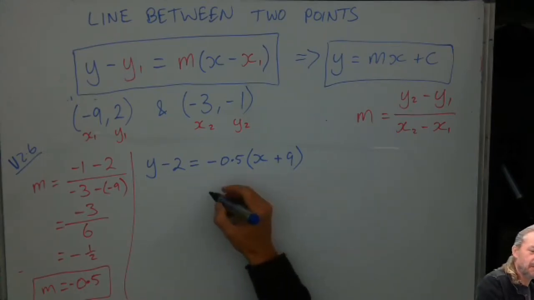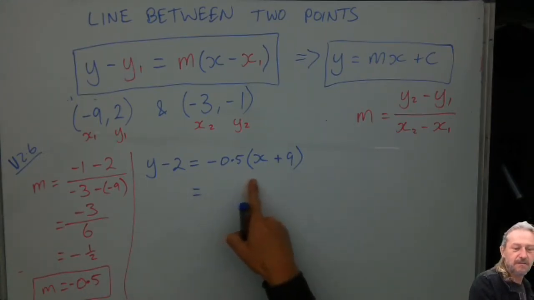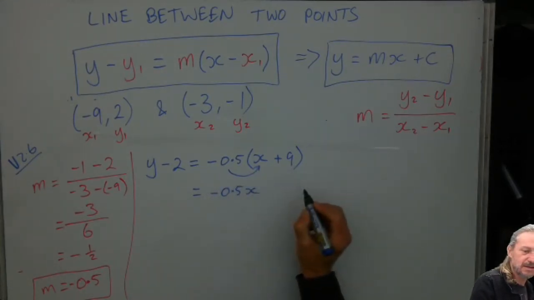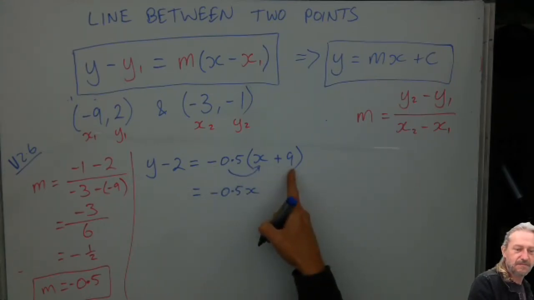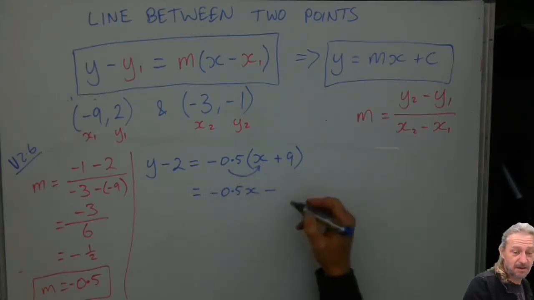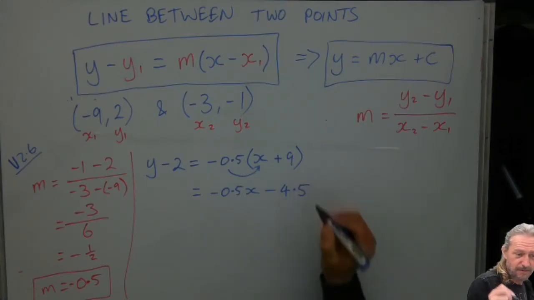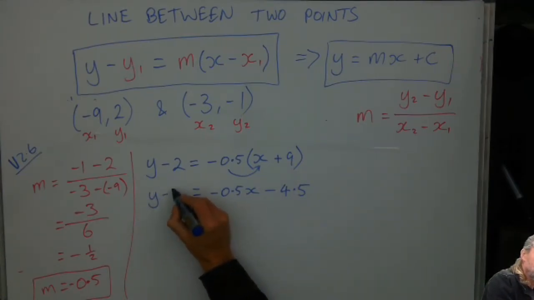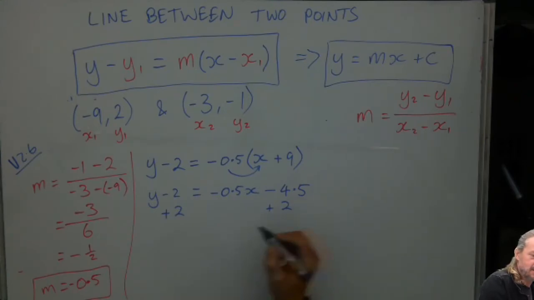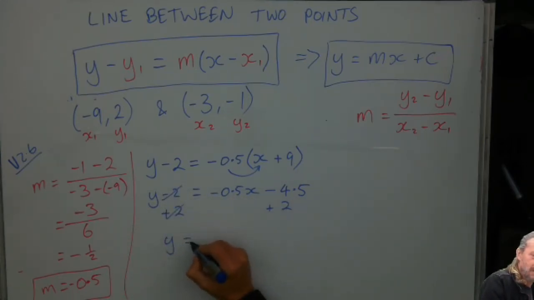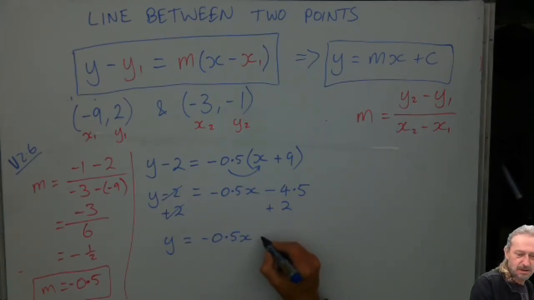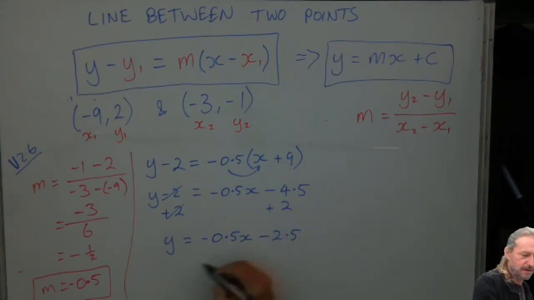First of all, we'll multiply out the brackets. So this is a negative times a positive, negative 0.5x, and then a negative times a positive is going to be negative again, and this is half of 9, 4.5. This is still y take 2. So then we'll add 2 to both sides, so that's just going to add 2 to that. And we end up with y equals negative 0.5x take away 2.5.